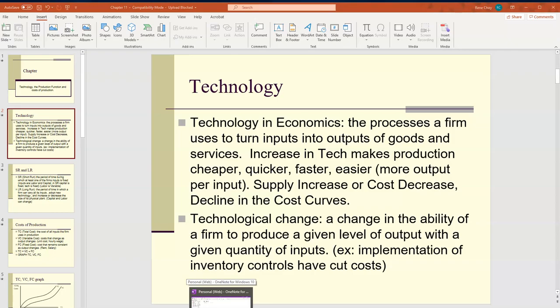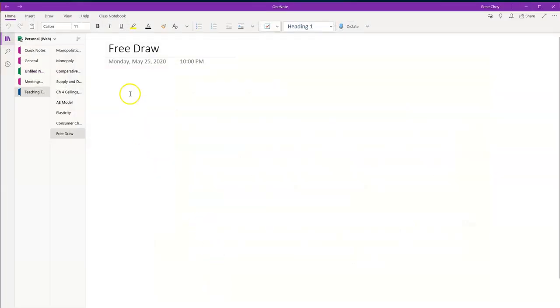Let's try and visualize that. So inputs of production are basically what you need to get in order to produce. In other words, the particular raw materials and things and machinery that you need to have in order to produce. We call them factors of production in economics. So you can think of them as land, labor, capital, and entrepreneurship.